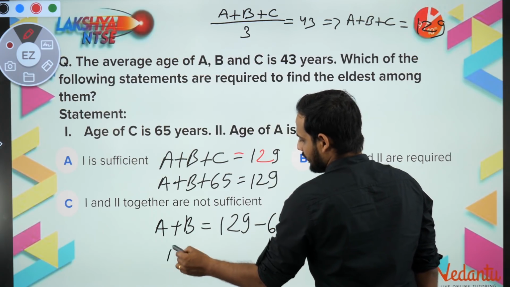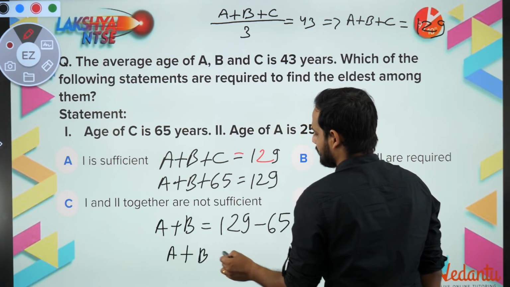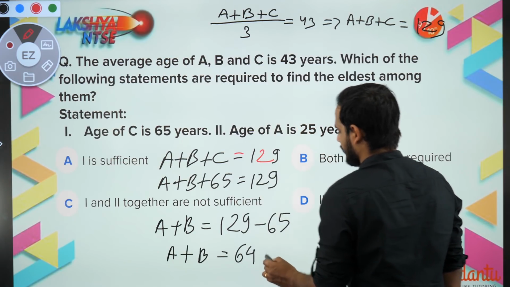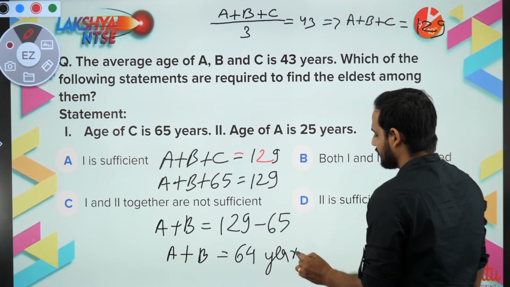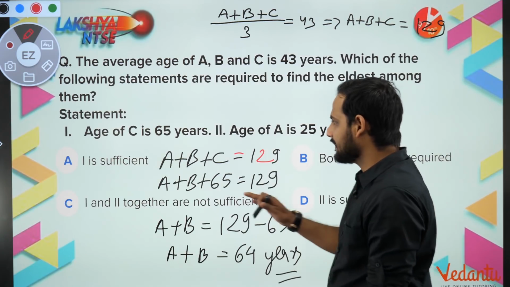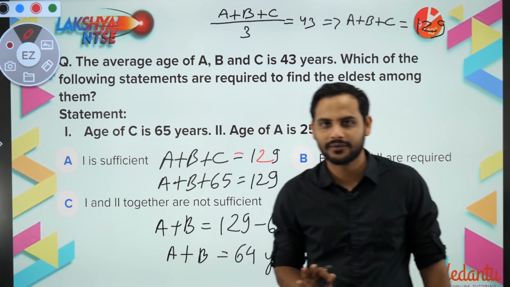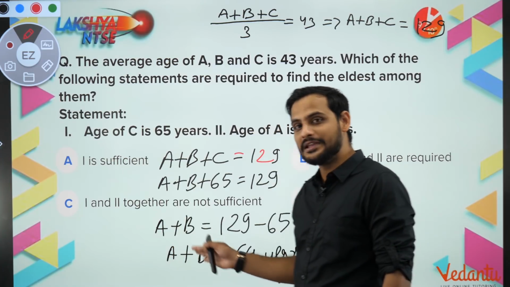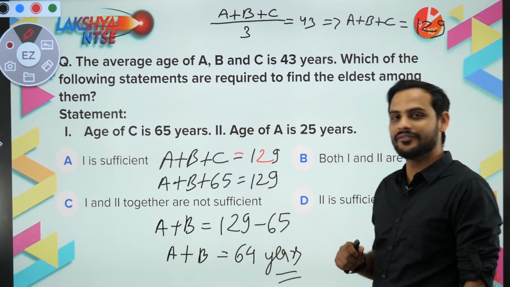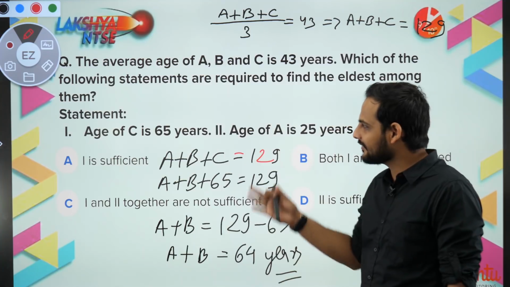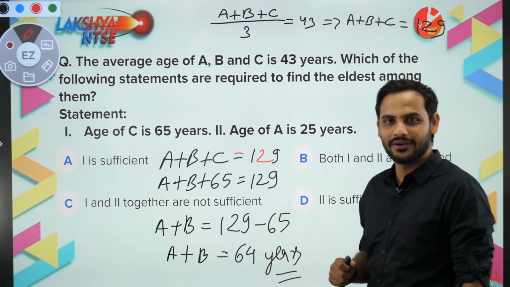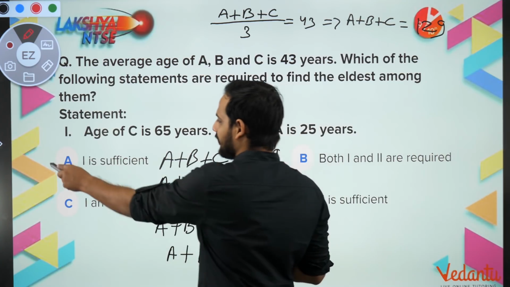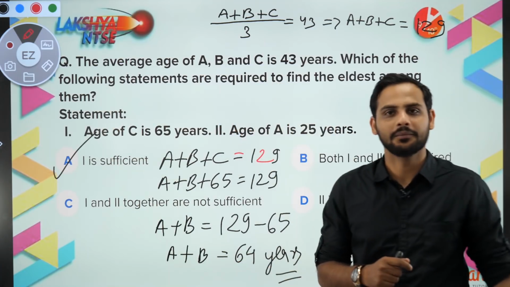So you will be getting A plus B. Age of A plus B is what? 64 years. Now children, tell me one thing. C is 65 years old, and the sum of A and B's age is only 64 years old. So I can easily say that sir, C is the eldest among them all. Correct? So only option 1 is sufficient for me.